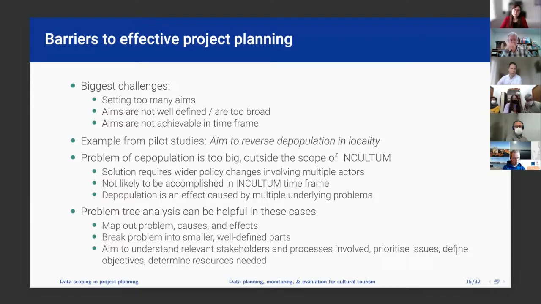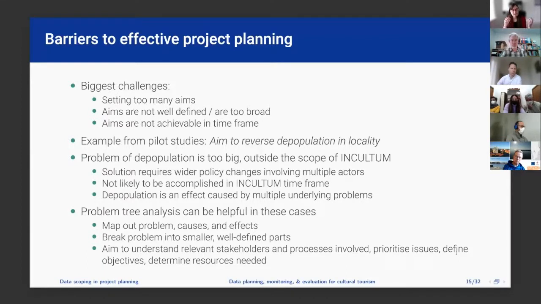Multiple pilot studies said, we're really concerned about depopulation in our area, and we want to reverse depopulation. This is really big. It's a really big problem. It's a bit outside the scope of INCULTUM, I think. We can all agree on that. This is going to involve wide policy changes involving a lot of different actors. It's probably not going to be accomplished within INCULTUM alone.